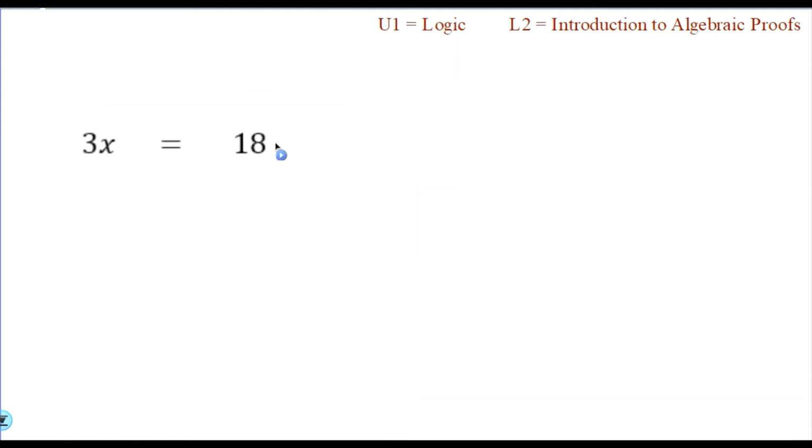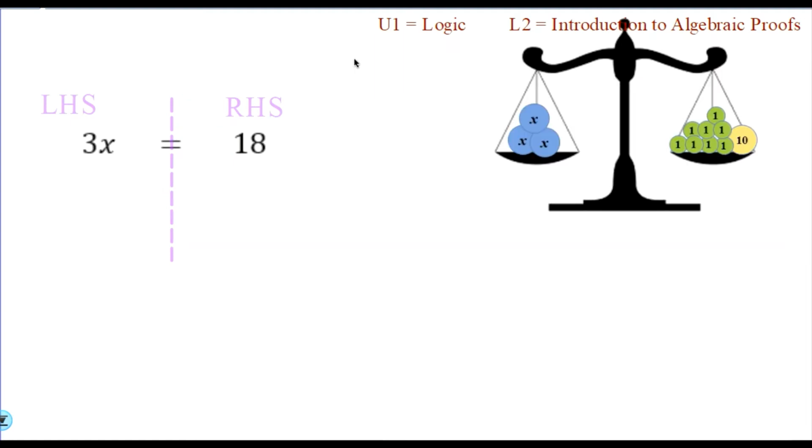Once we have that 3x equals 18, we can do things to that equation. So we can just start off where we left off. We know 3x equals 18. That's where we stopped on the last slide. From here, make sure you keep the left-hand side and the right-hand side separate. There's our balancing point. Again, it looks like this. 3x is on one side and 18 on the other side, and they are balanced.